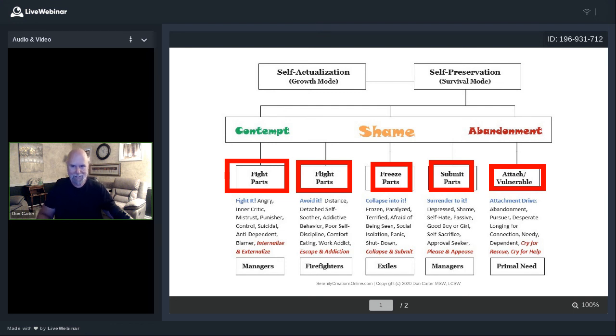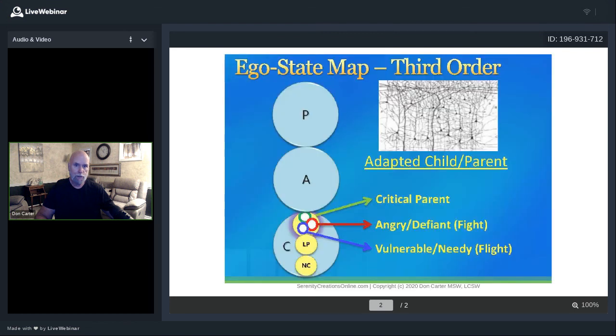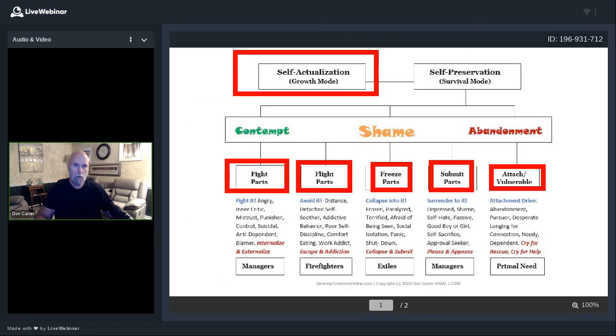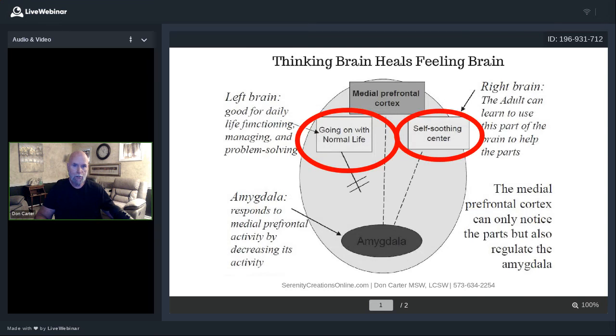Now, this does not mean there's multiple personality disorder. A lot of times I get that question. What it means is you're human, that we all have many different parts. But I am Don. I am not a part, but Don has many parts. You are you, and you have many parts. But the core self, the whole personality, is right here. It's when we're in growth mode. It has access to all of our adult resources, and it's able to apply all of that to the feeling brain.